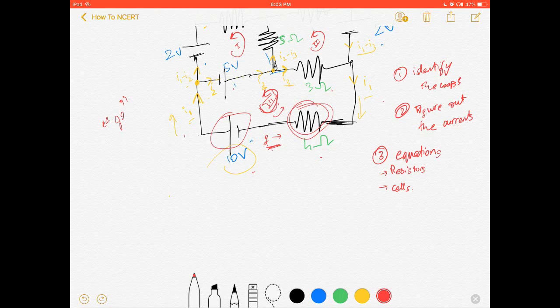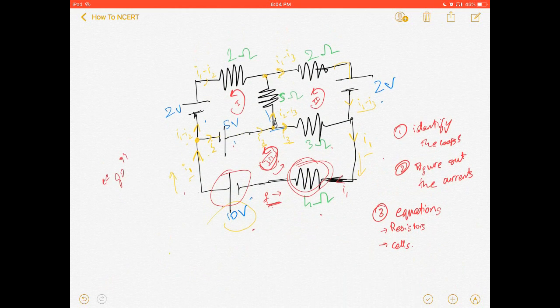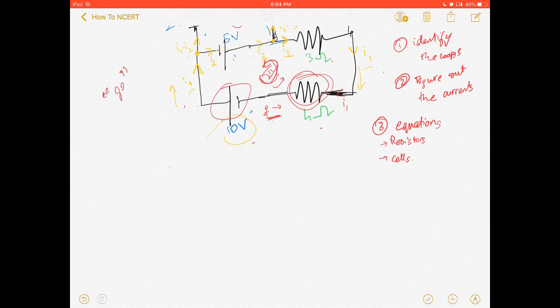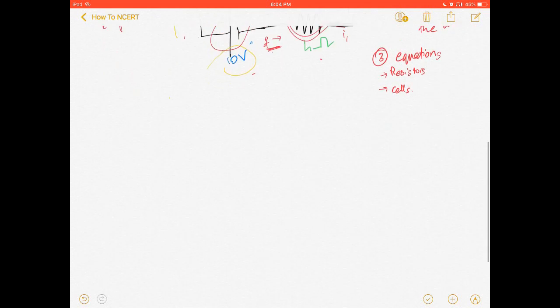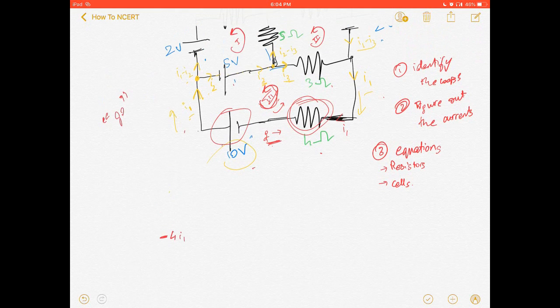When I check my currents in this loop, say in this branch, I have a current I1 coming this way. So the current is in the opposite direction of my movement. When my movement is opposite the current's direction, the voltage across this resistor is going to be negative 4I1. So I'm going to take a minus over here.